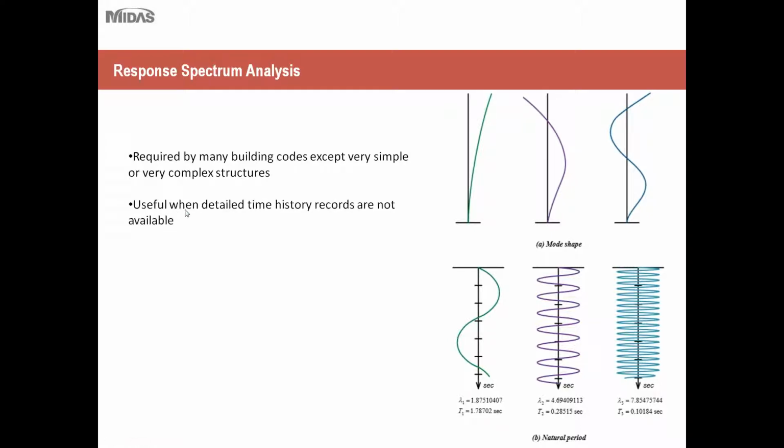It's useful when detailed time history records are not available. I'll talk more about what time history records are in the next section. Just keep in mind that response spectrum analysis is used for middle-of-the-road projects where you don't need a very high level of detail in your analysis. It utilizes multiple modes of response for a structure.